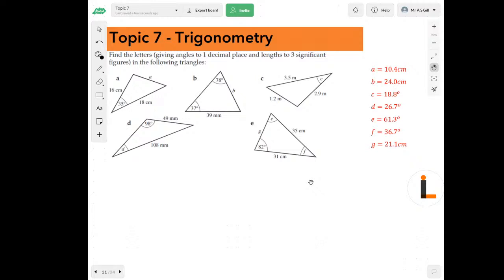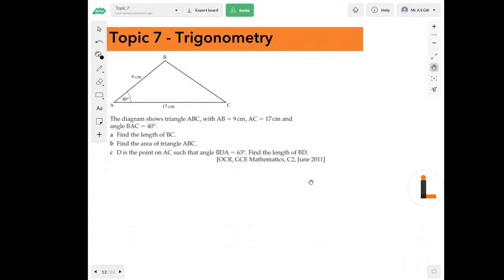But we're going to go ahead and look at slightly more complex applications of these rules and equations that we've just discussed. So there's a question up here. I'll give you some time just to read through that.